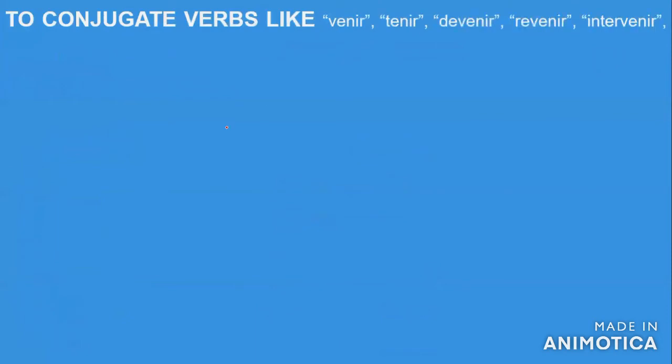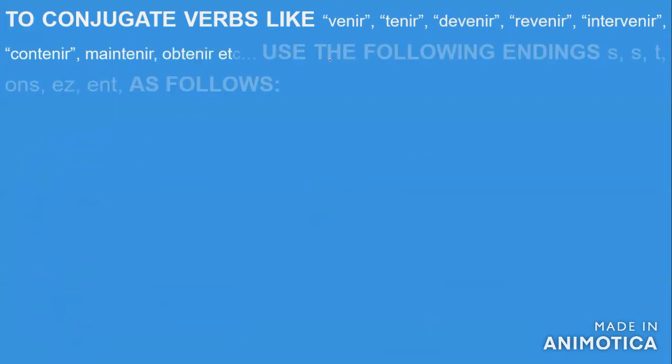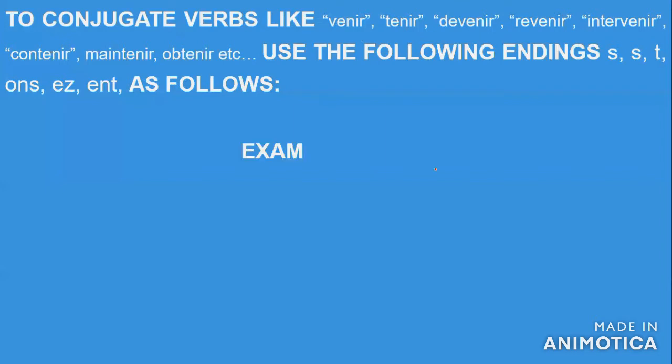Very good. So now we have another group of IR verbs. For this one, you are going to use another formula. Let's go use it. Now we have the verb venir. First of all, venir means to come, and sometimes we use it as to come from. Tenir, to hold, devenir, to become, revenir, to come back, intervenir, to intervene, contenir, to contain, maintenir, to maintain, obtenir, to obtain.